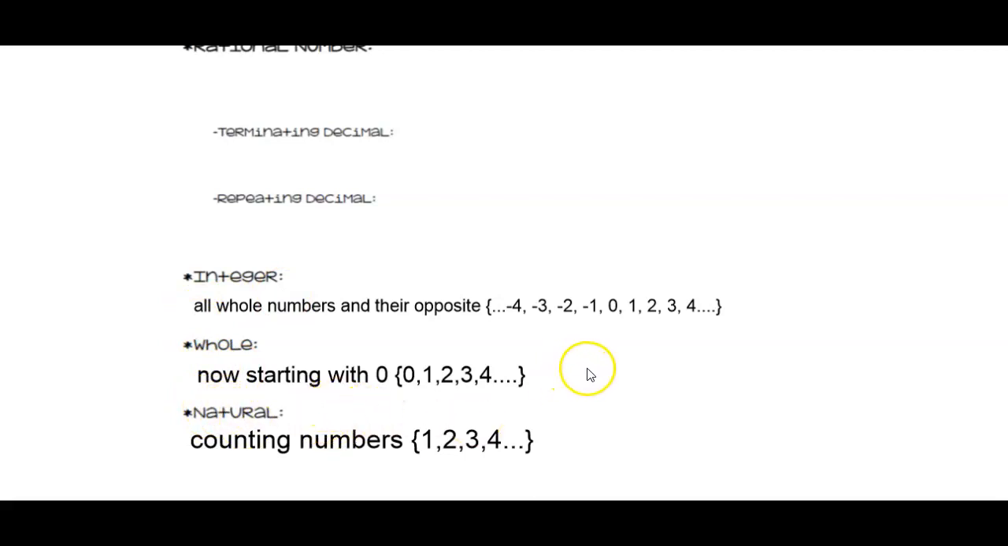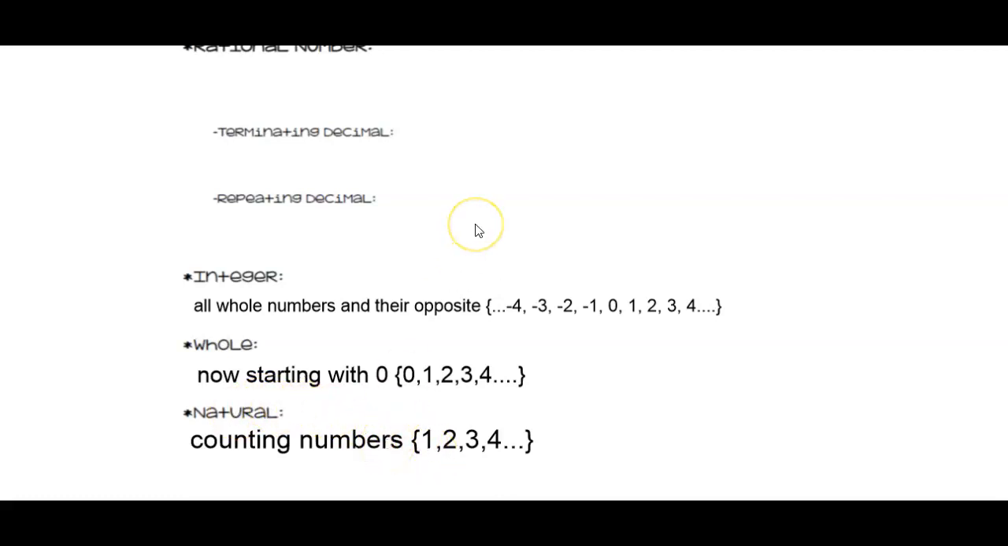If I were to say the number 0, I could say, okay, 0 is an integer. Yes, we know it's also a whole number, but it is not a natural number. Does everyone see that it is not a natural number?